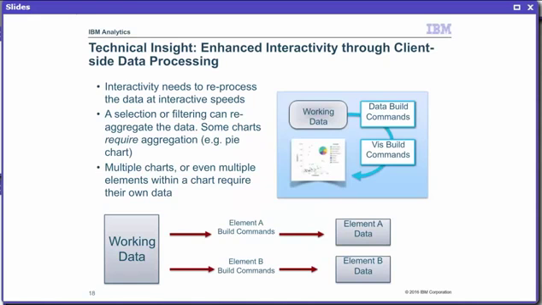So this works through this in a little bit more detail. When we have this working data, we might have, for example, two sets of elements in the chart. One is a set of build commands and another set of build commands. And this filtering will allow us to take those and then reprocess them out there in that situation.